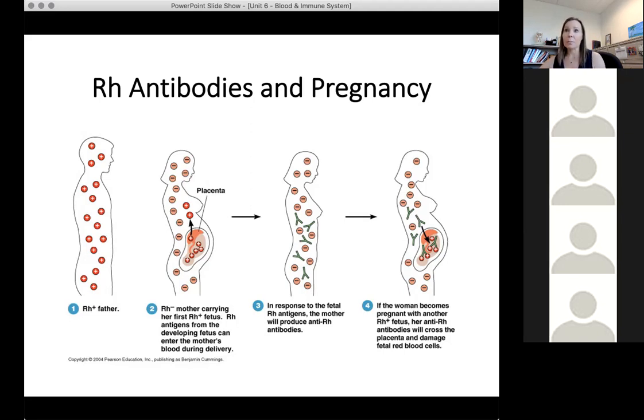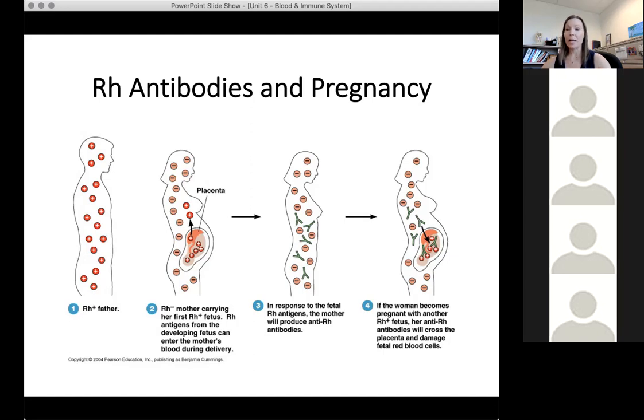Antibodies from the maternal blood can cross the placenta and go into fetal blood. So remember, these are anti-Rh antibodies, they attack the Rh antigen. If the fetus is Rh negative, nothing happens because there is no Rh antigen to be attacked by the antibodies. But if the fetus is Rh positive, then those antibodies from the mother will attack the Rh antigen in the fetal blood, and that will cause hemolysis.